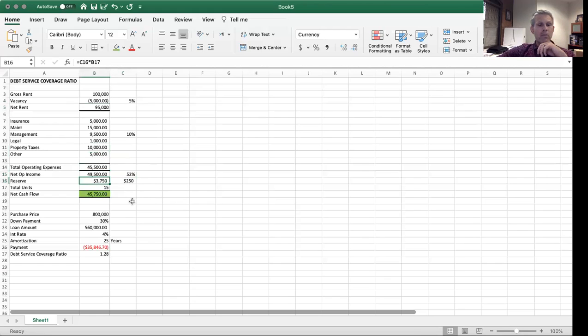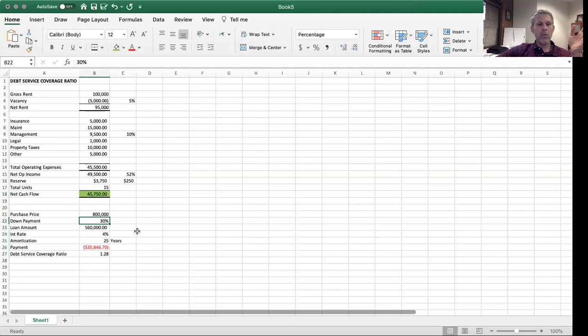The reserve amount for this apartment is $250 a door. At 15 units is $3,750 because you're calculating this multiplied by this, units by the $250 per unit. That's just a reserve amount that typically lenders will use. So your net cash flow then is the net operating income minus the reserve amount of $45,750.